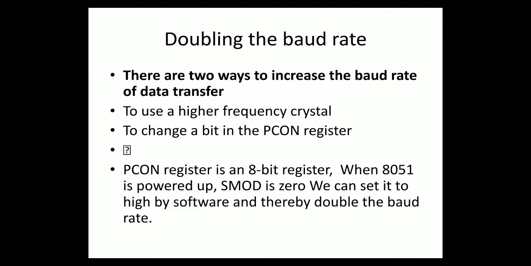PCON register is an SFR. It is an 8-bit register, and when the 8051 is powered up, the particular bit available in PCON, called SMOD, is 0 by default. If I set that particular bit to logic 1 by some software instruction, the baud rate gets doubled. It means even though you load the same value, your baud rate will be taken as a doubled baud rate. To understand this statement, let us go to one diagram in my next slide of the presentation.